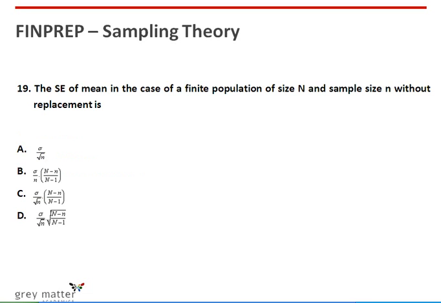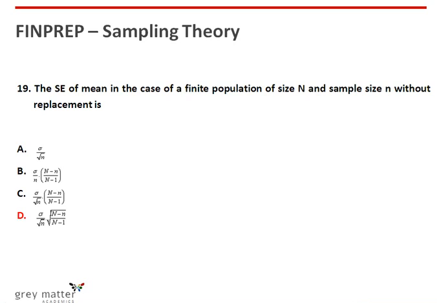19th question: the standard error of mean in the case of a finite population of size N and sample size small n without replacement is given by this formula, sigma by root n into the whole root of capital N minus small n by capital N minus 1. This is without replacement, as per the concept of standard error of a finite population of size N and sample size small n without replacement.